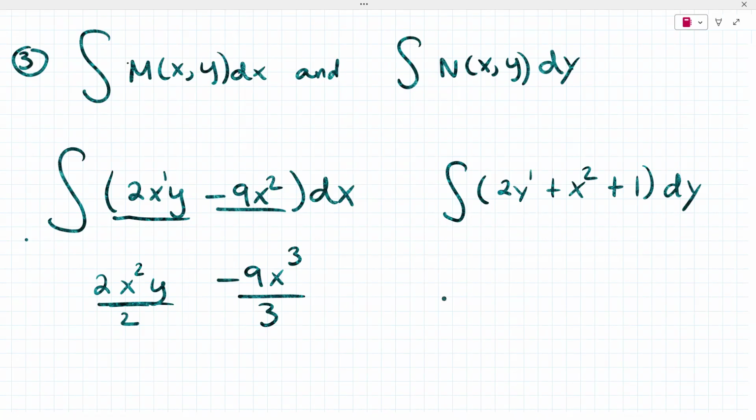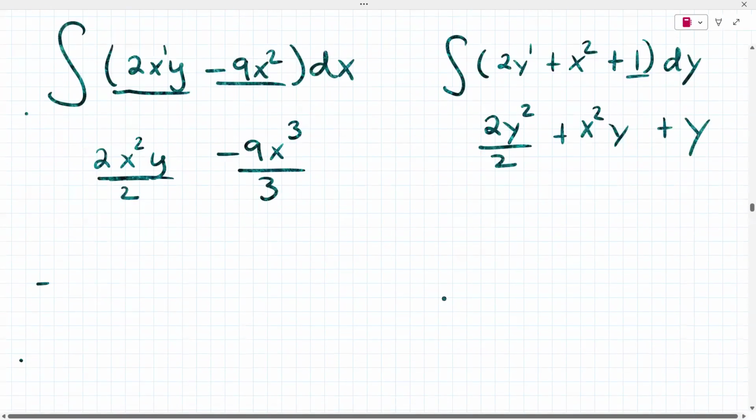This has a power of 1, so that's 2. 1 plus 1 is 2 over 2. This does not have a y, so you treat the x squared as a constant, so it's going to be x squared y. This does not have a y, so that would just be the integration of 1 with respect to y, which would just be y.